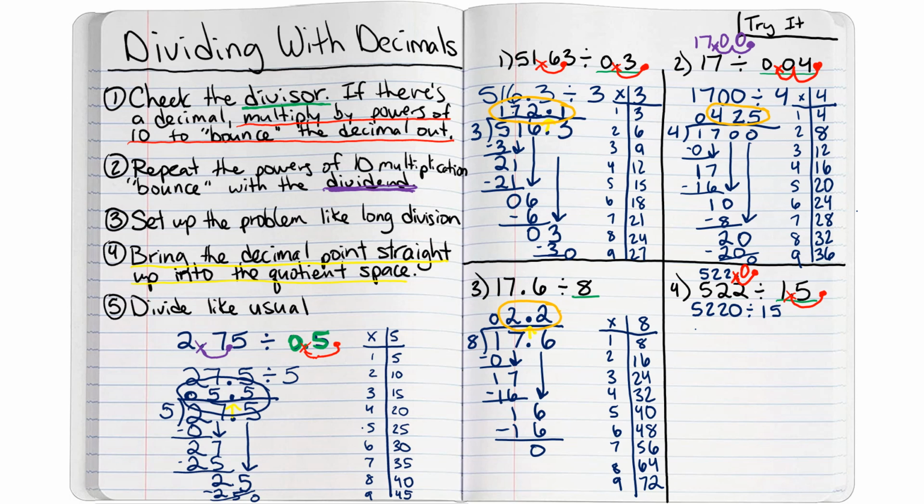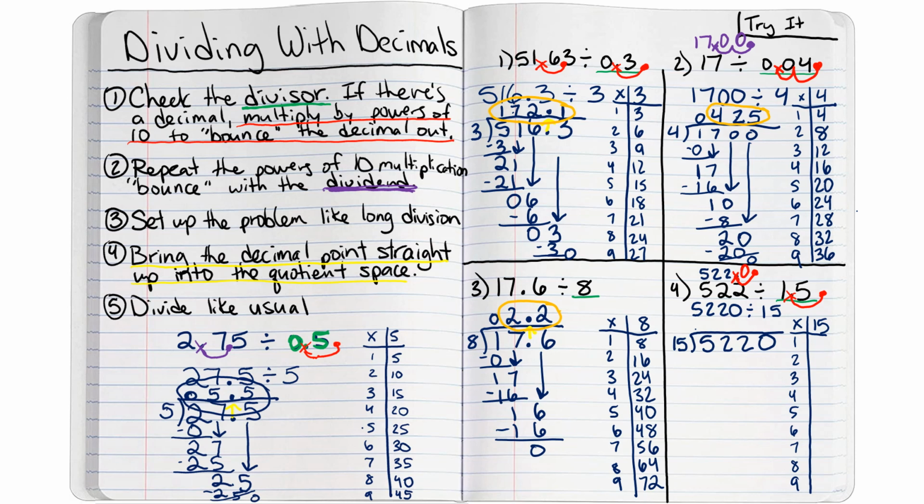All right, now that I've done that, I can set it up standard algorithm style. And then I'm going to ask myself, is there a decimal inside my division box, inside where the dividend is? Since there's no decimal there, I don't need to stress over that. I'm just going to set up my table of multiples. For this one, I need multiples of 15. 1, 2, 3, 4, 5, 6, 7, 8, 9.